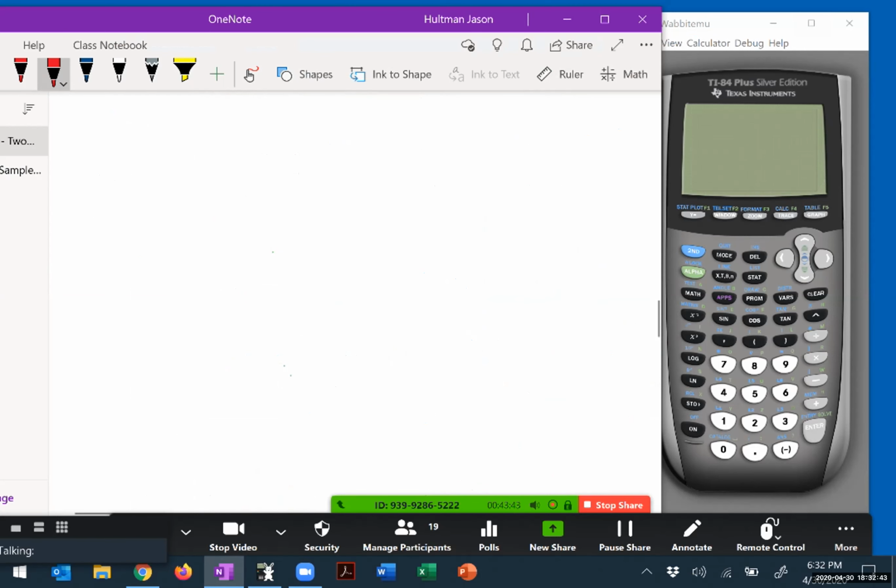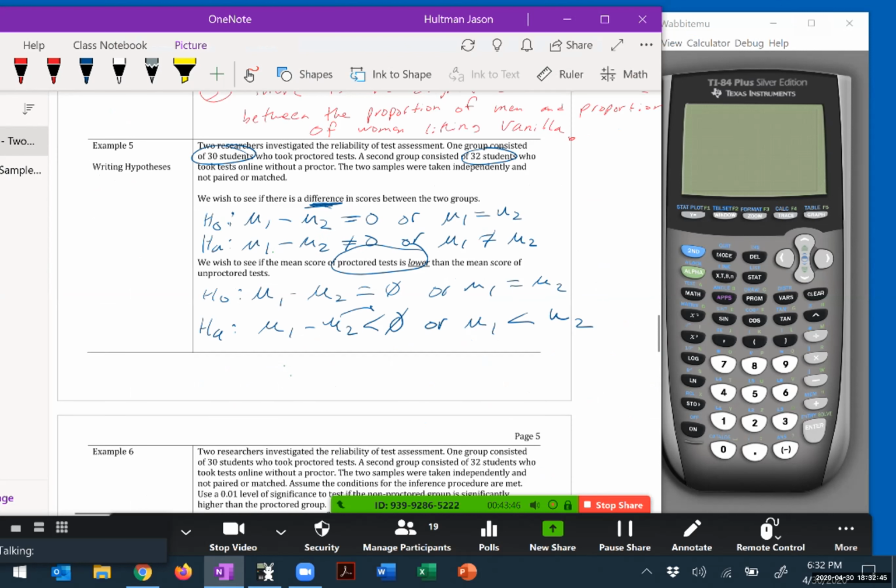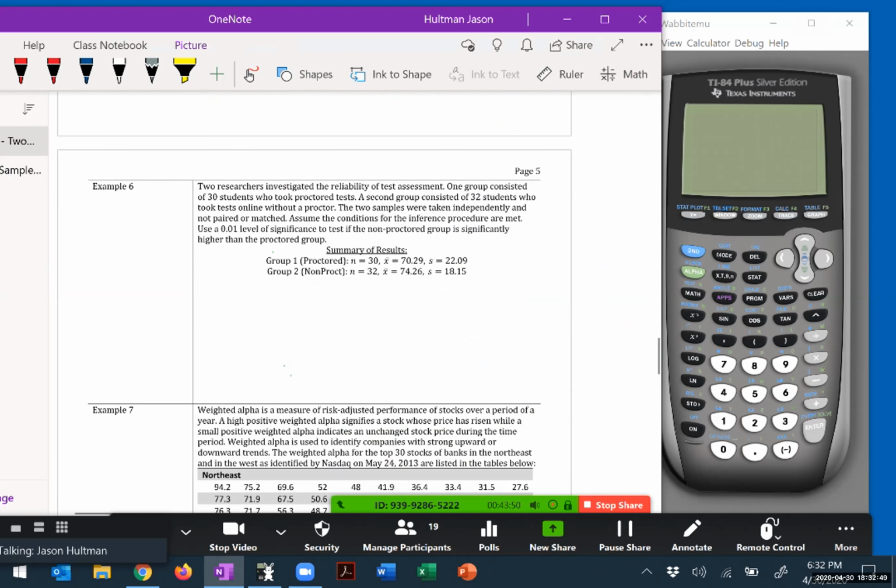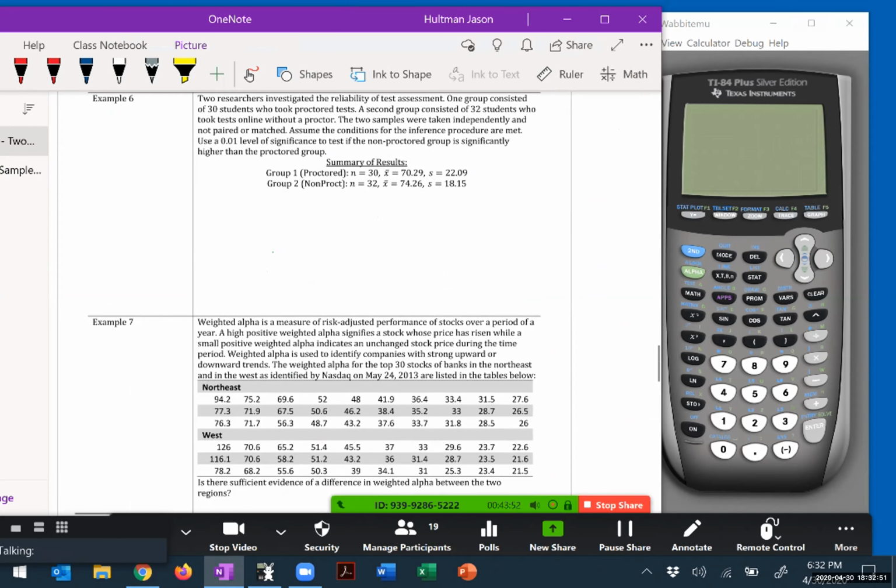Let's move on to example 6. Which is the same example. What did they do? They recycled the same example 1, 2, 3 times. Okay, that's fine. We're gonna get really good at this one example.